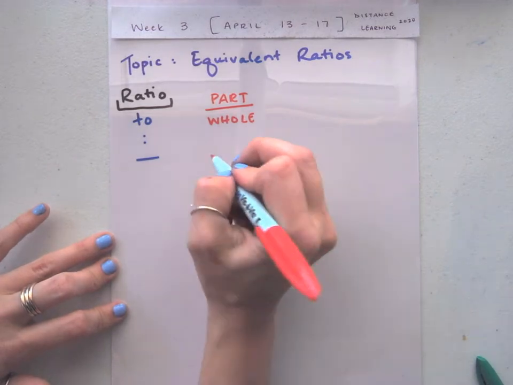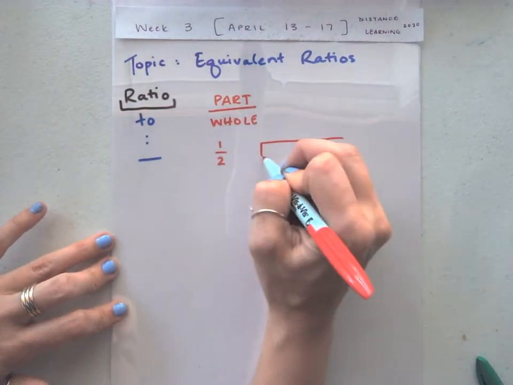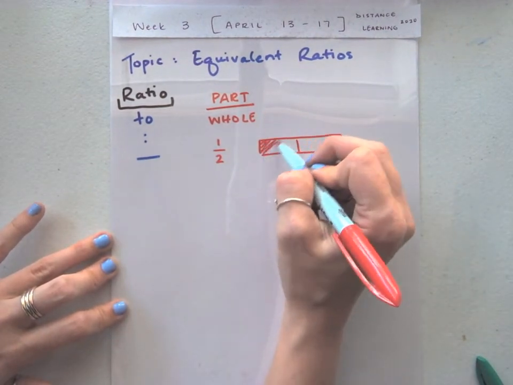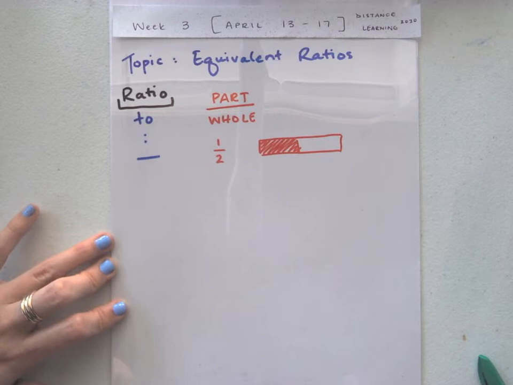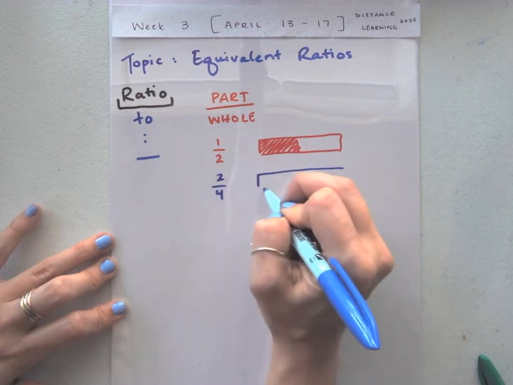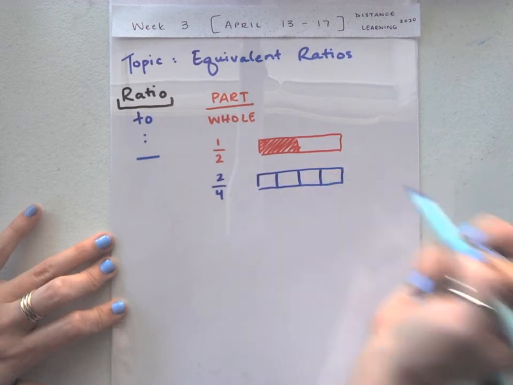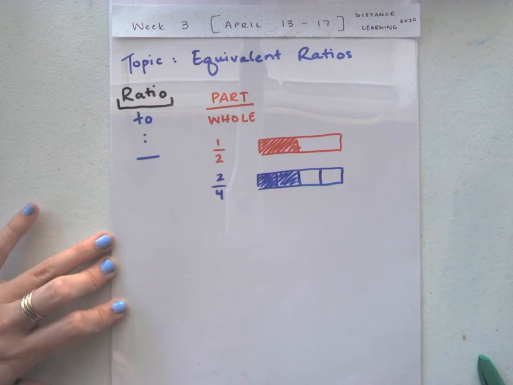For example, if I have the fraction 1/2, I have 2 whole things and I have 1 part of that. Now, what are some equivalent fractions to 1/2? If I have the fraction 2/4, I have 4 whole things, but just 2 of them.